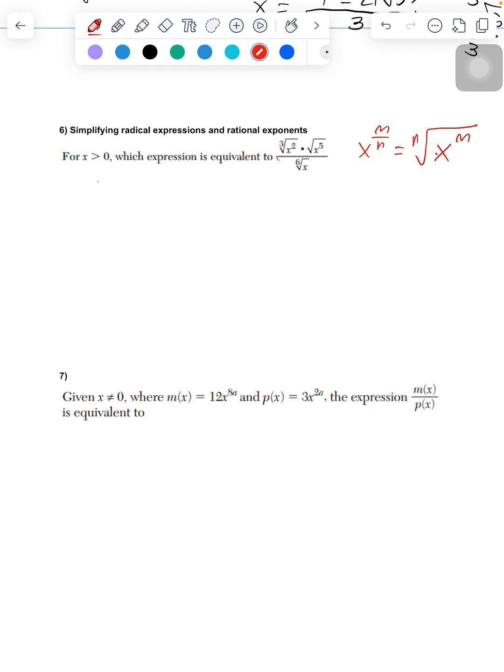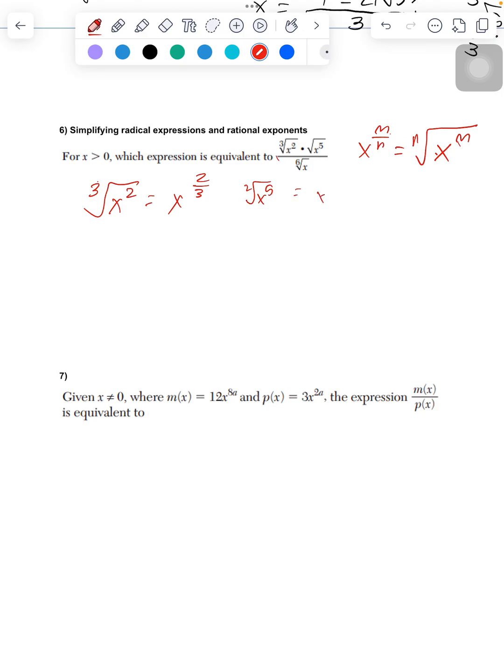So let's convert this one. So I'm going to have 3 x squared. This is going to be x to the, remember, the inside exponent is the numerator, and the outside is the root. That's the denominator. So that's that one, right? So now I'm going to do x to the 5th, right? So x to the square root of 5. Remember, if there's no root here, there's an invisible 2, right?